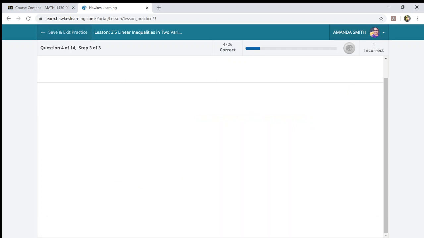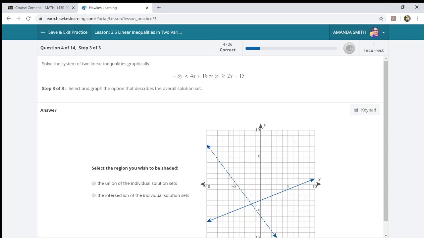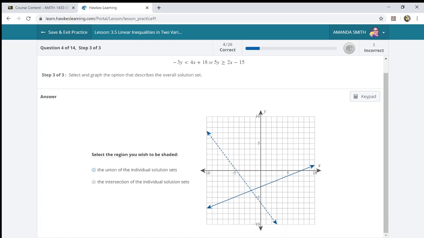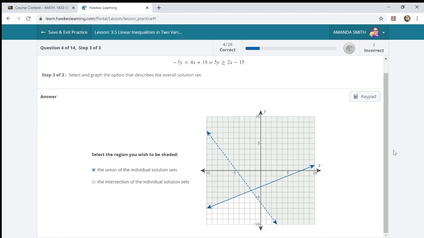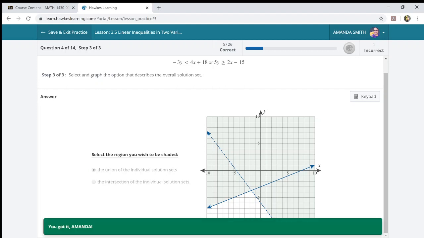Okay, now what's going to happen is step 3, it wants me to select the graph and the option that describes the overall solution set. Well, since at the tip top right here, it says the word or, we are looking for the union. And so we will click the union. And what happens is this populated color on the right-hand side, this would be both graphs on the same picture, and every piece of shaded material would be shaded again. And so now we will click submit our answer, and now we are finished.